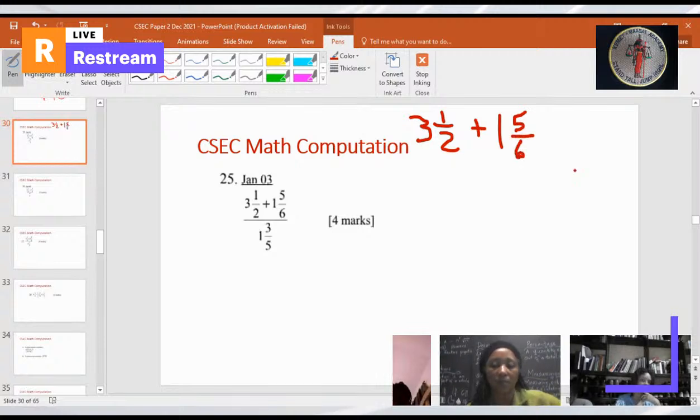Miss, first you'd add 3 and 1, the whole numbers. That's 4. And you'd find the LCM of 2 and 6, which is 6. Then 2 into 6 goes 3 times. Then 6 into itself, 6 goes 1 time.